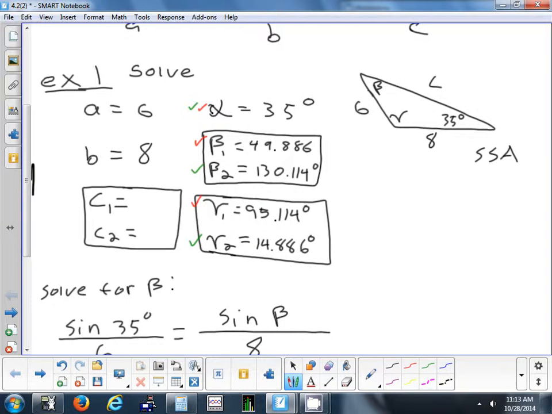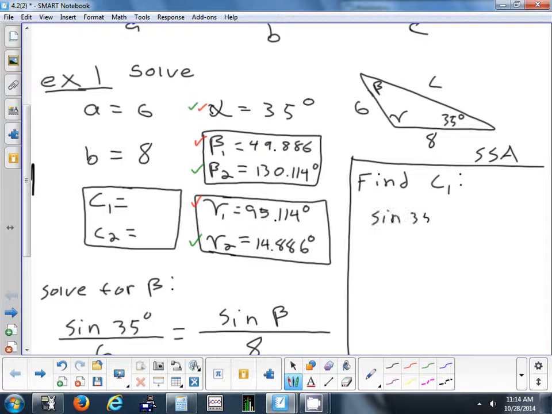All right, and now we've got to get C1 and C2. Let's start with C1. Which angle do you think we're going to use to find C1? Yeah, we're definitely going to use the first row for both C1 and C2. We're going to use A and alpha. Yep, so let's set that up. So sine 35 over 6. And now to find C1, we have to use a certain angle. Which angle are we going to use to find C1?